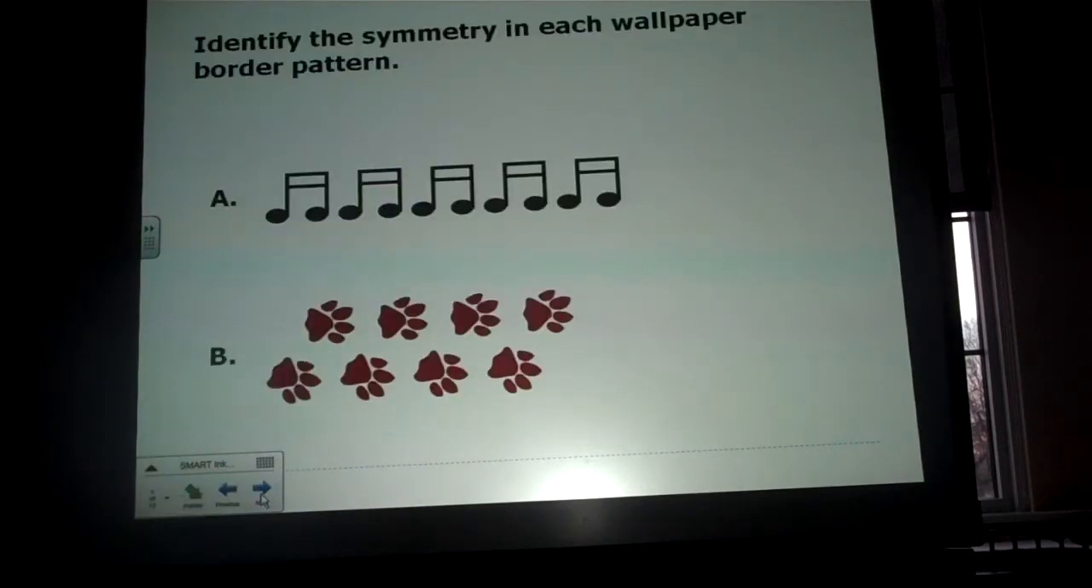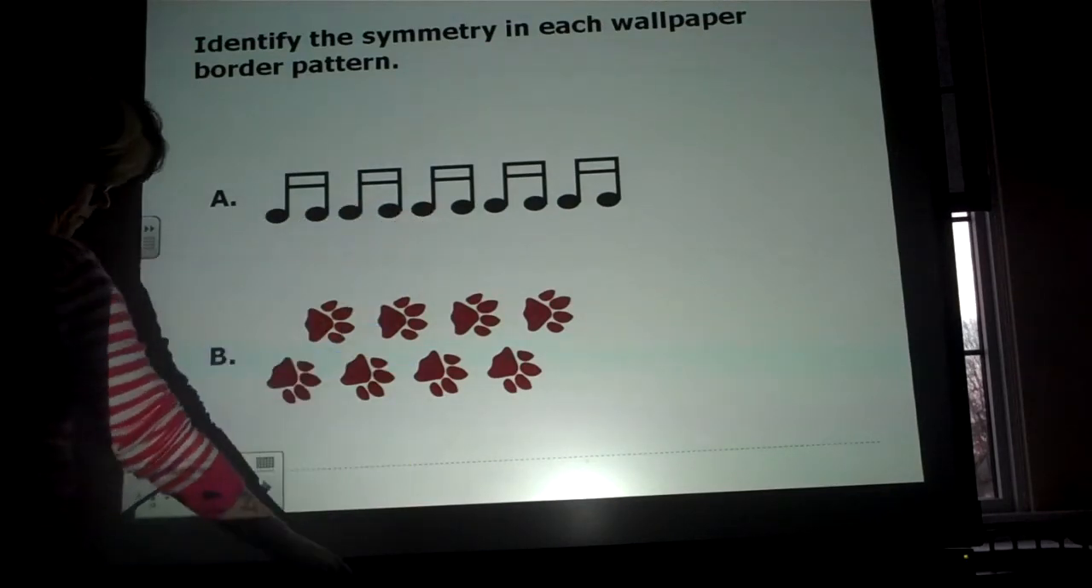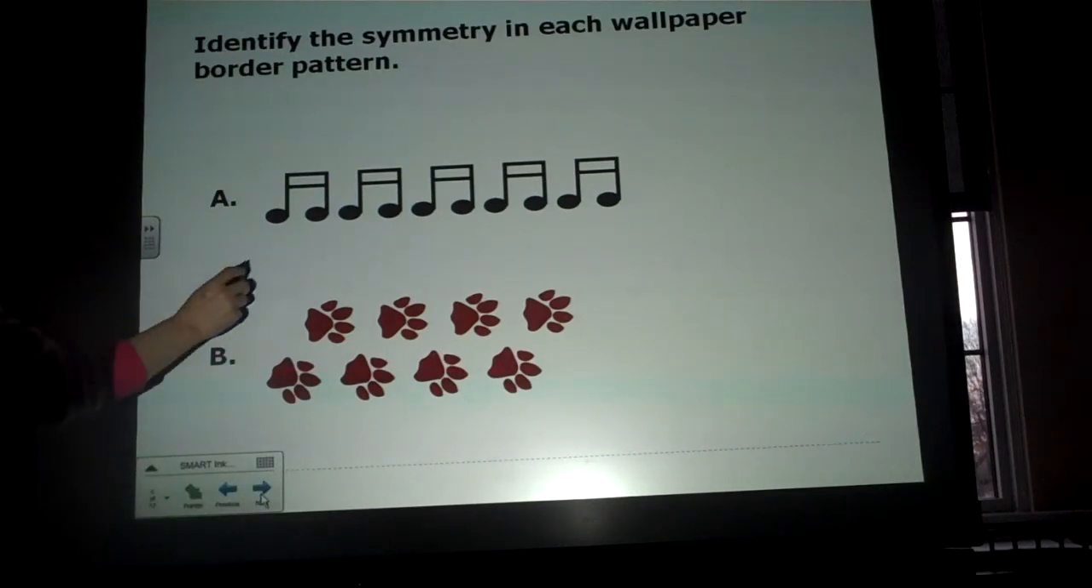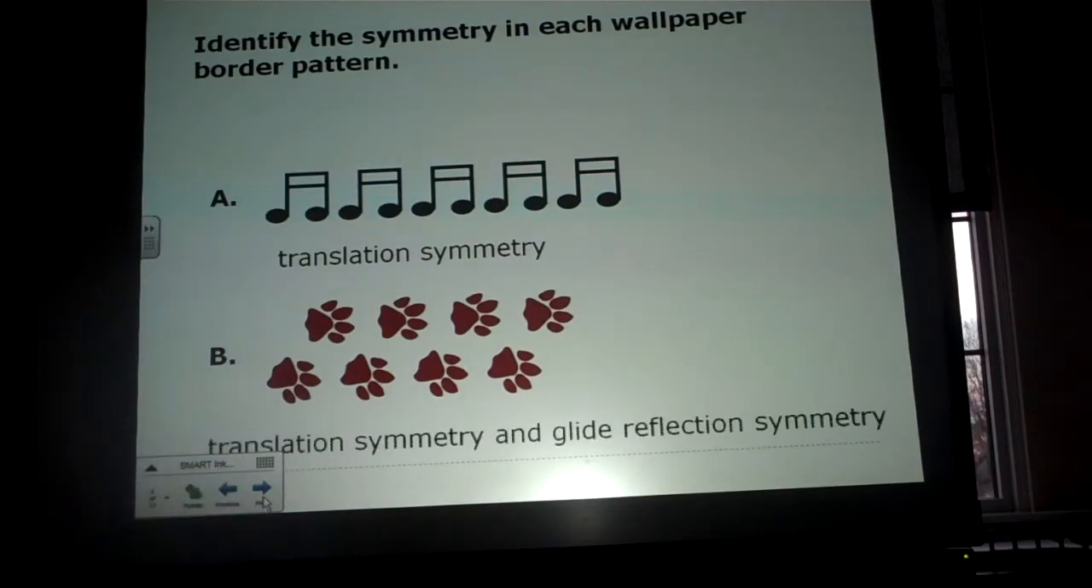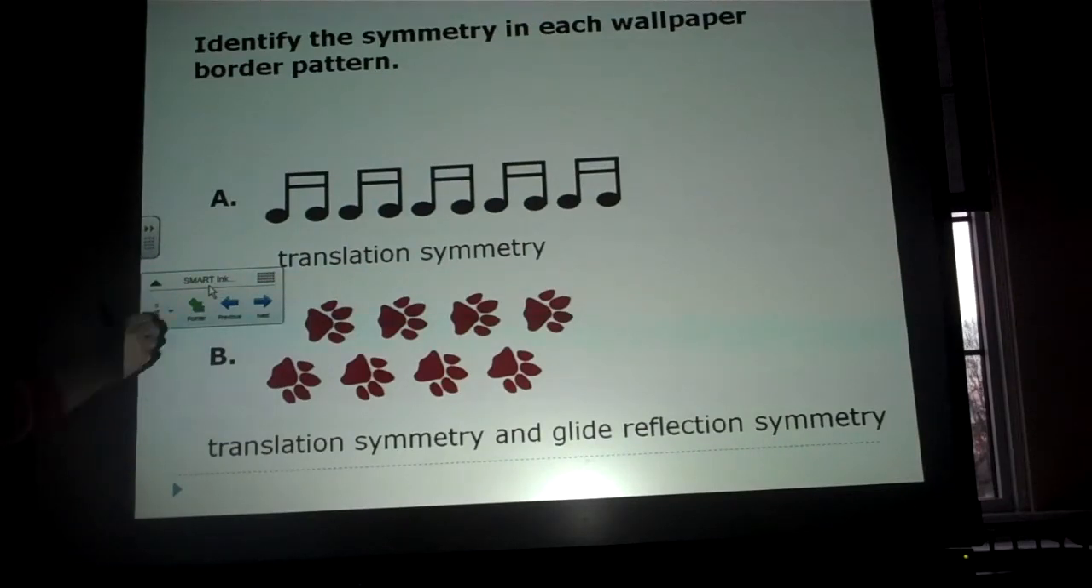Identify the symmetry in each wallpaper border pattern. Okay, so how do we get from here to here to here? It's translation. Let's see if I got that on there. I do. Translation symmetry. That is a slide. What about B with the paw prints? Okay, it's a slide, however, it's a translation, which is a slide, but it's also a glide reflection symmetry, okay? A glide is where you have two.